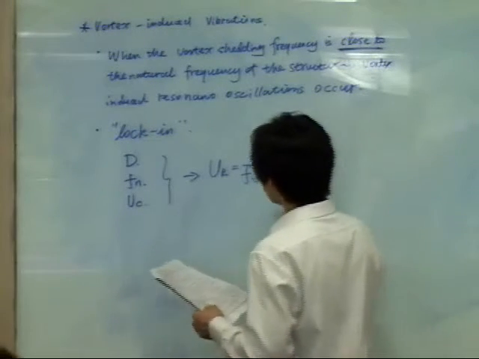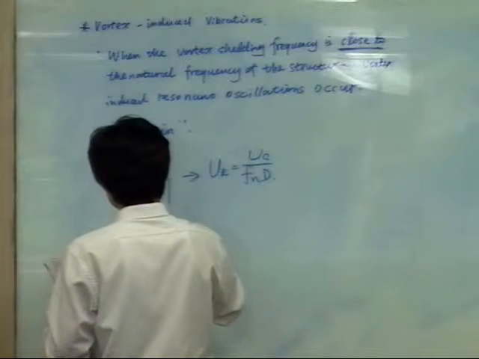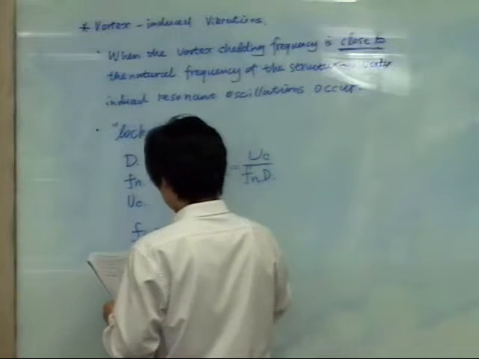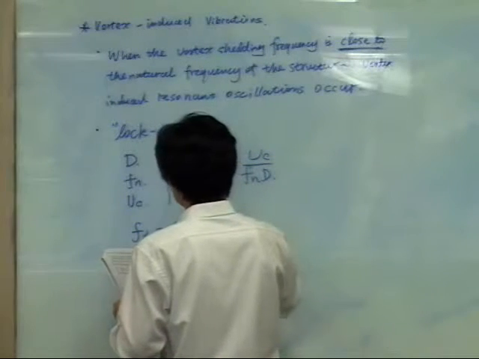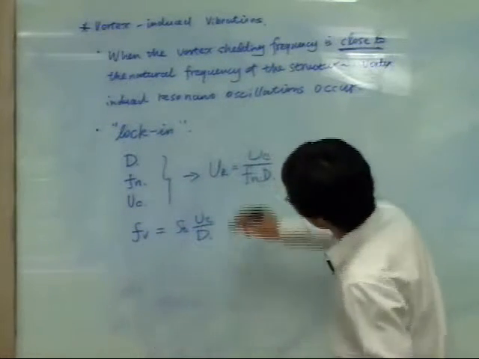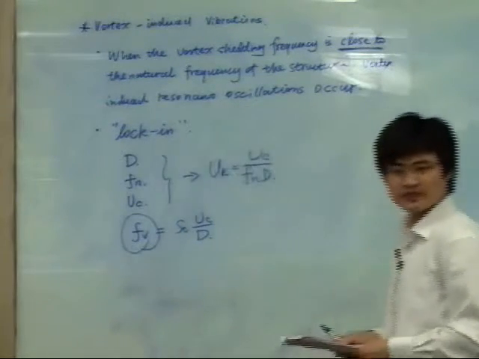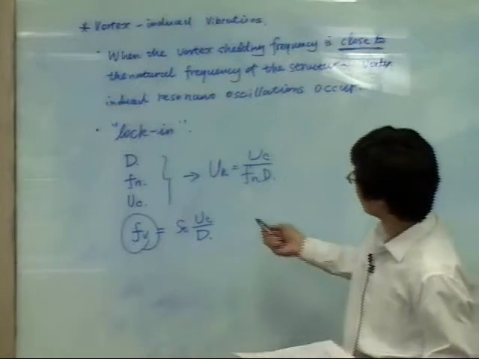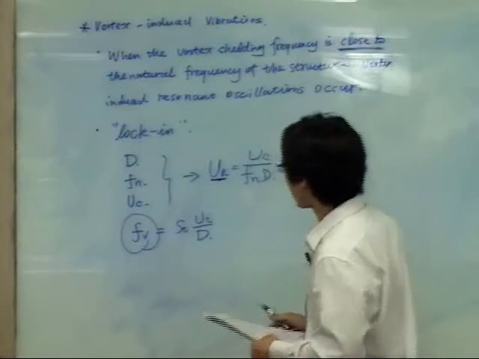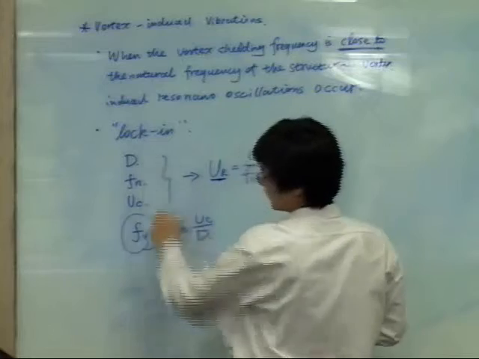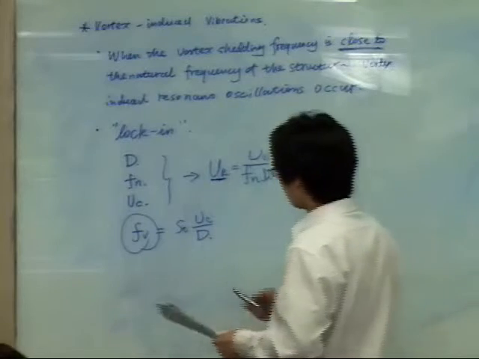Recall the vortex shedding frequency is Strouhal number times Uc over D, right? If we have a change in Uc, the shedding frequency is going to change, right? And this changing of Uc corresponds to a changing Ur, because the natural frequency and diameter of the structure for a given one won't change. Okay.